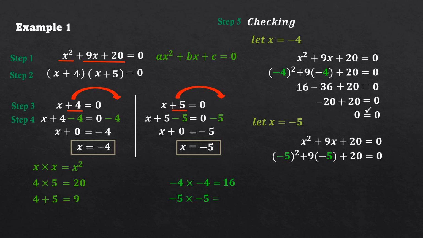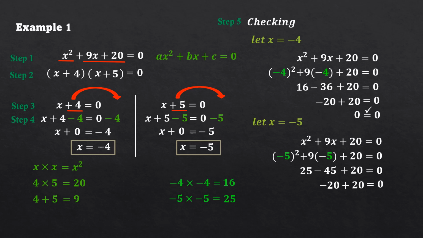Get the original equation, which is x squared plus 9x plus 20 is equal to 0. Substitute the value of x, which is negative 5. So, we have negative 5 squared plus 9 times negative 5 plus 20 is equal to 0. Let us simplify. Negative 5 squared, negative 5 times negative 5, is equal to positive 25. Then, 9 times negative 5 is equal to negative 45, plus 20 is equal to 0.